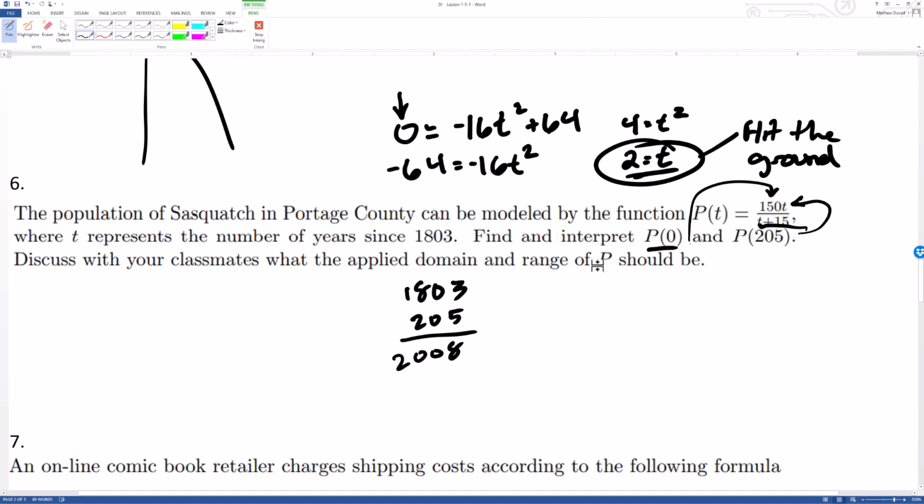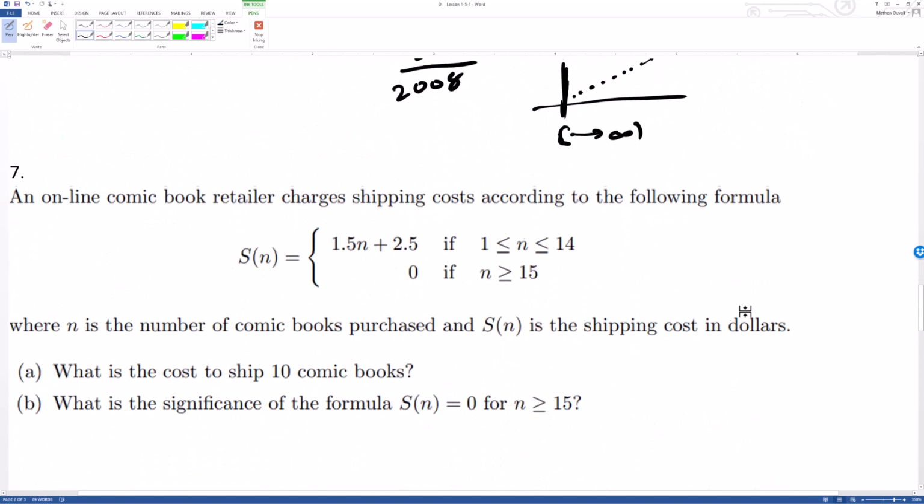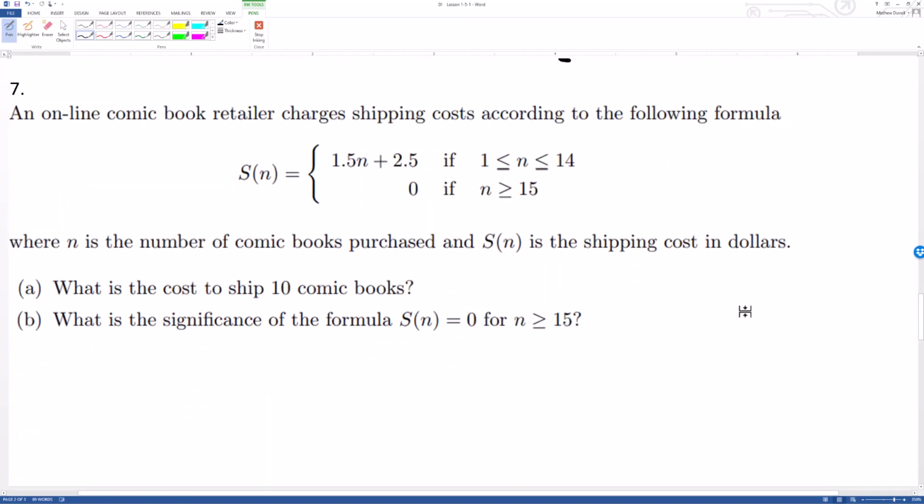So what is the applied domain and range, right? So in terms of time, you know, you can start here and it can go on forever. But the number of population, right, technically it should be integers, right? And it should be positive integers or 0. So the cost to ship 10 comic books, 10 is between 1, so you'd plug 10 into there. What's the significance of it setting equal to 0 for this? That means you get free shipping, right? The shipping cost is nothing.